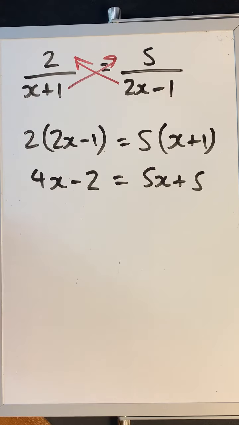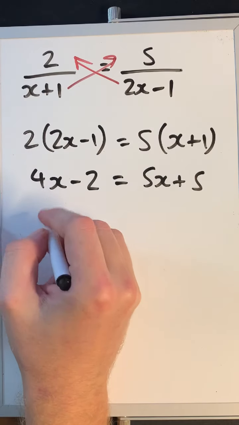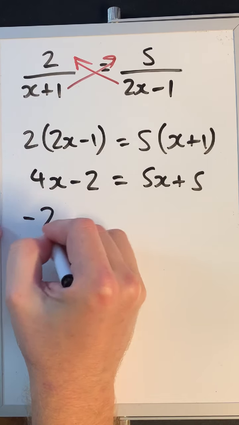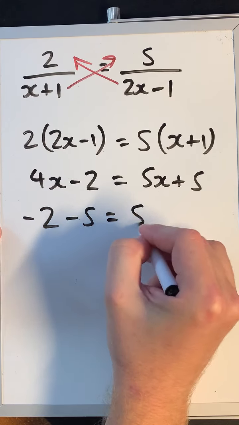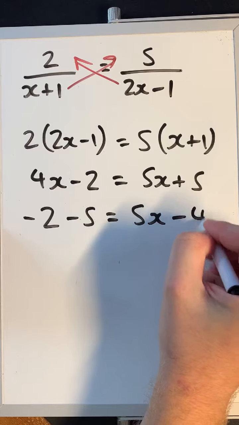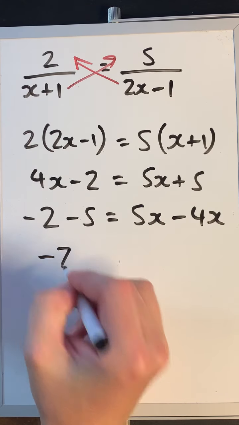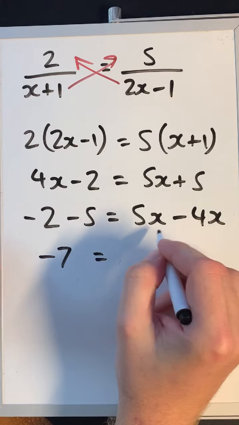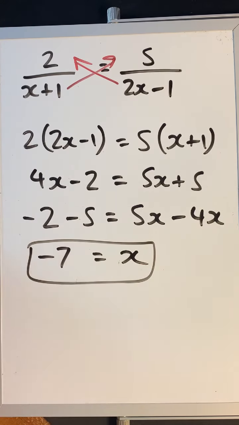Numbers on one side, x's on the other. I'm going to take the x's to the right to give us a positive x. And the numbers to the left, so we've got minus 2. This 5 will come over, become a minus 5. And on the right, we've got 5x minus 4x. Okay, so this becomes minus 4x when it comes over to the right. So on the left then, we've got minus 7. And on the right, 5x minus 4x. And we get x straight out. Okay, so that's the solution to that one.